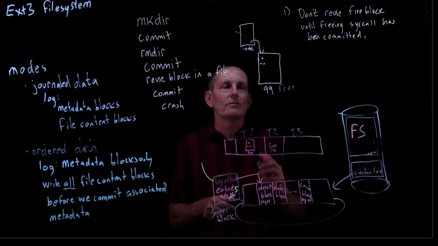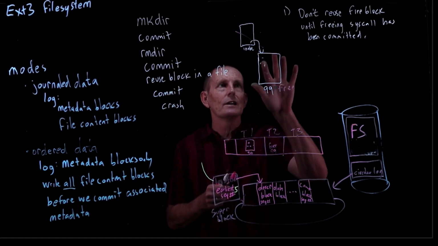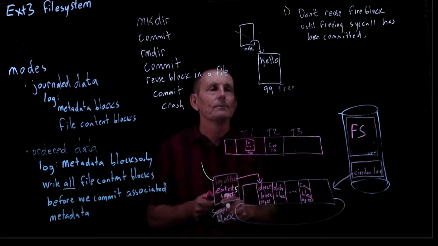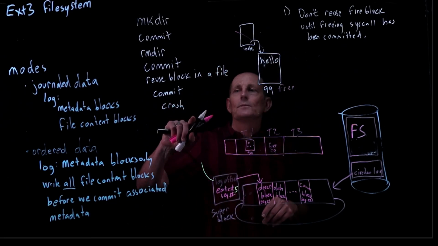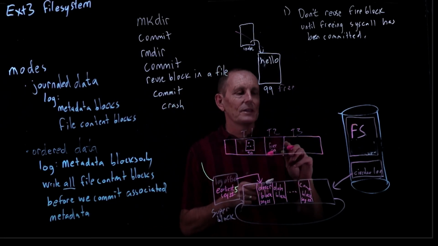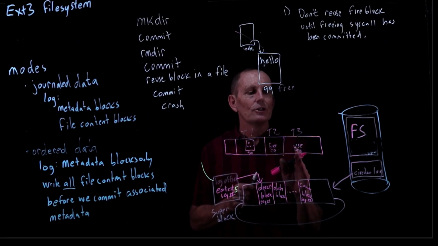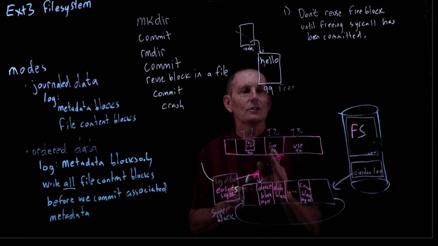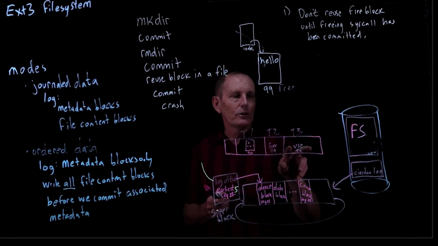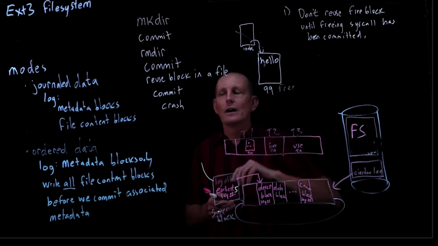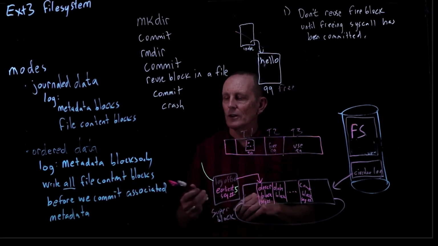And then we reuse this block in a file. So now we're going to go ahead and write hello in here. Okay? And we commit that, and then we crash. So T3 has something with the, use 99. That is, the free bitmap is going to show that 99 is now in use. T2 is going to show that block 99 is free. In order for T3 to have committed, we have to have written our file content first, right? We write our file contents first.